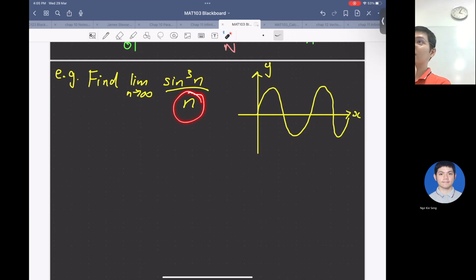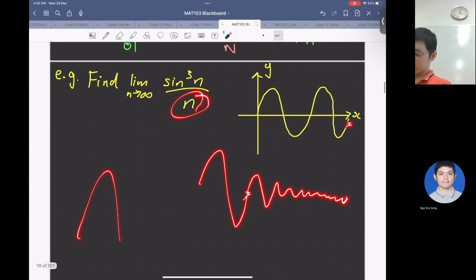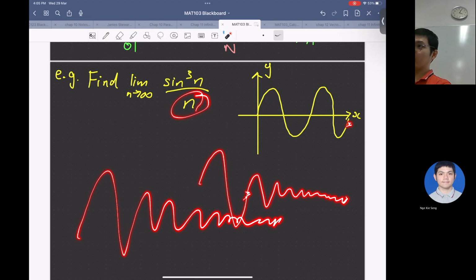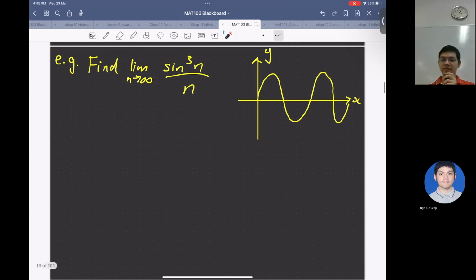Make sense? Okay. So it goes between 0, 1, 0, minus 1, 0, 1, and then minus 1, and then comes back to 0 again. So maybe it's something like this. Because when n is larger, you divide by more n, but you always get back to 0. So I get something like this.